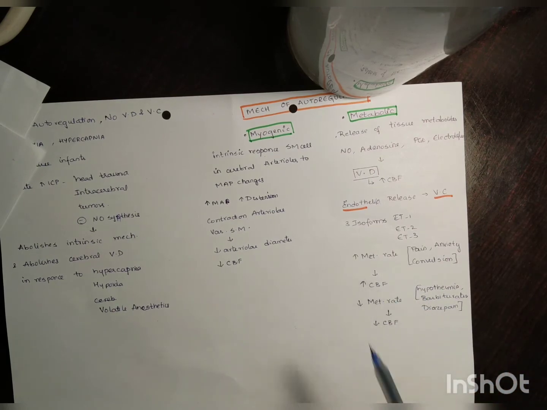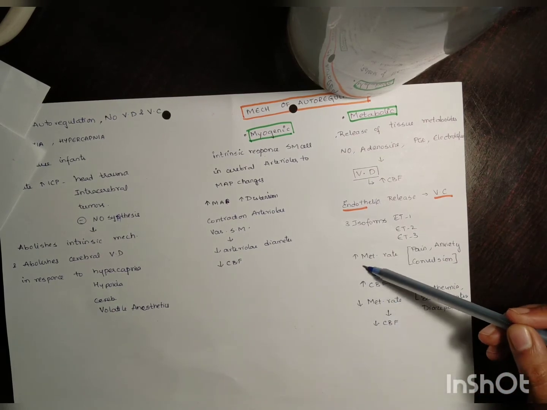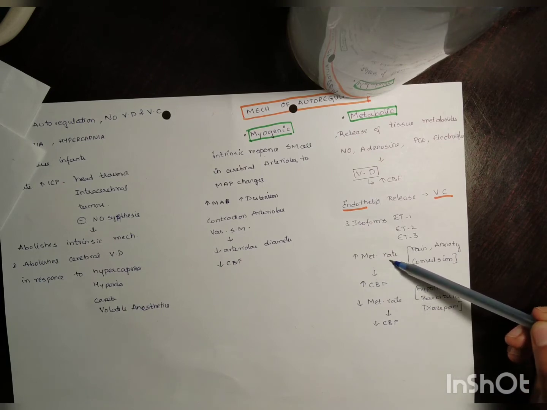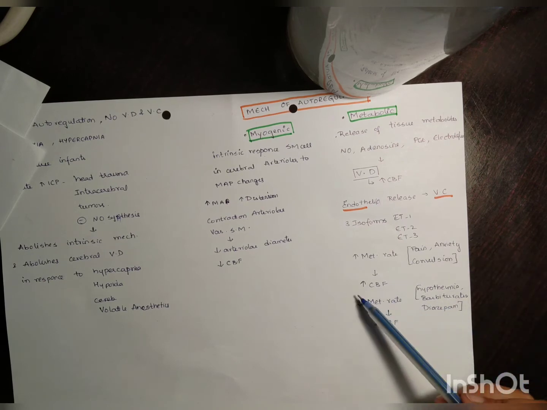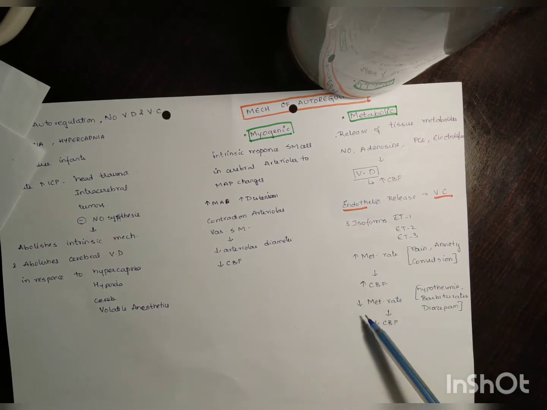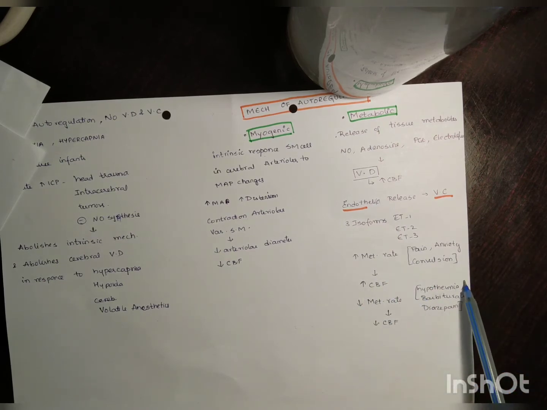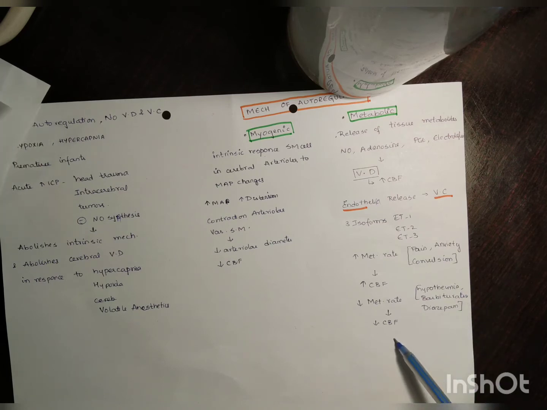Now here you can see two scenarios. The first one is an increase in the metabolic rate, in case of pain, anxiety, convulsion, where the blood flow is increased. But as the metabolic rate decreases, as in case of hypothermia, barbiturates, and diazepam, there is a decrease in the cerebral blood flow.